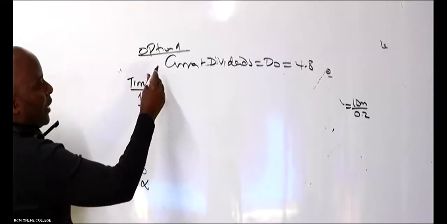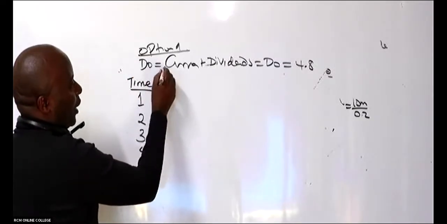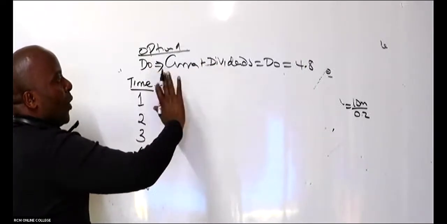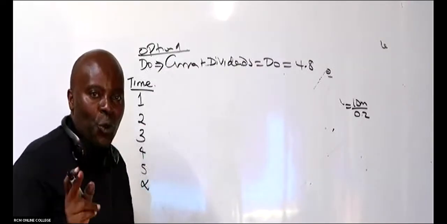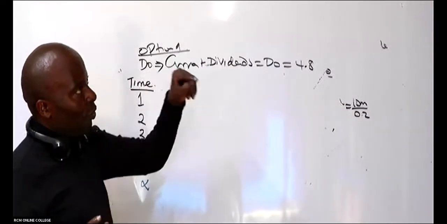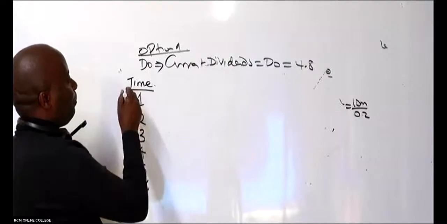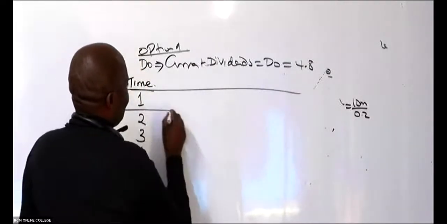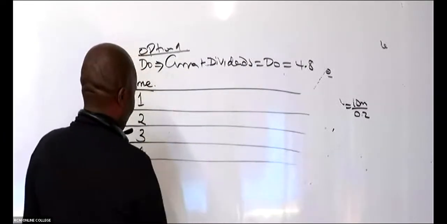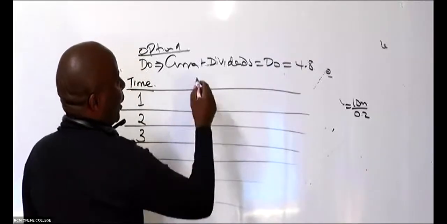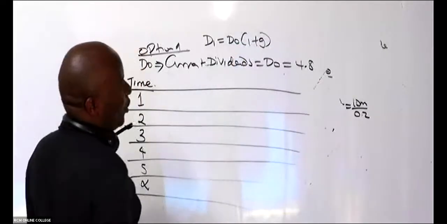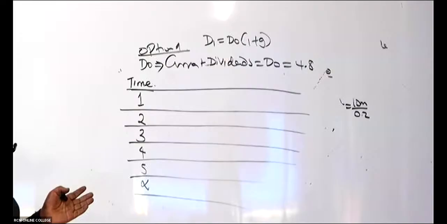Remember, these current dividends are our D0. Don't forget that. It's historical, it has already been paid. We cannot use this figure to value a share. We're looking from the end of year 1, end of year 2, and so forth. And don't forget, to get D1, I will take D0 into 1 plus g. Don't forget that.